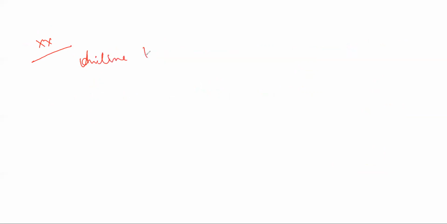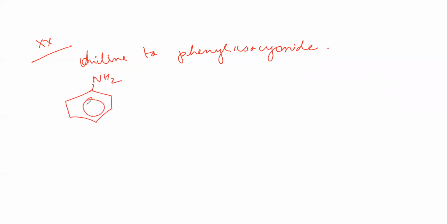Aniline to phenyl isocyanide. Phenyl isocyanide. So aniline to phenyl isocyanide. NH2, this is aniline. Aniline to phenyl isocyanide. So let us do the carbylamine reaction. It is a direct reaction. Actually, it is a direct reaction which you are going to get in the next chapters, upcoming chapters.